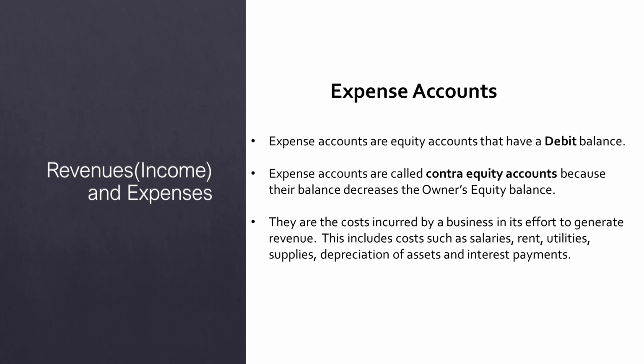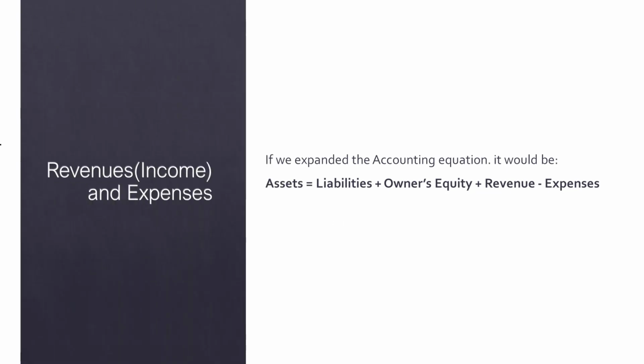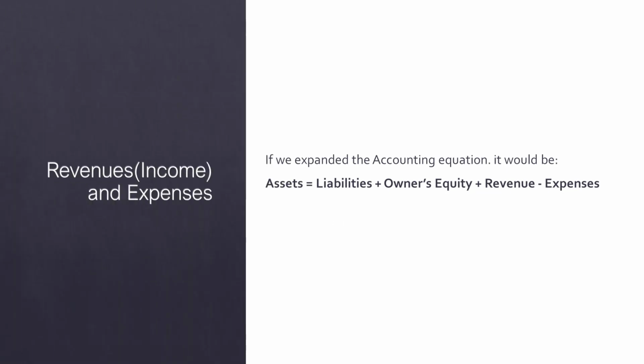They are the costs incurred by a business in its effort to generate revenue. This includes costs such as salaries, rent, utilities, supplies, depreciation of assets, and interest payments. The accounting equation is assets equal liabilities plus owner's equity. But it may help to think of a revised accounting equation where assets equal liabilities plus owner's equity plus revenue minus expenses.